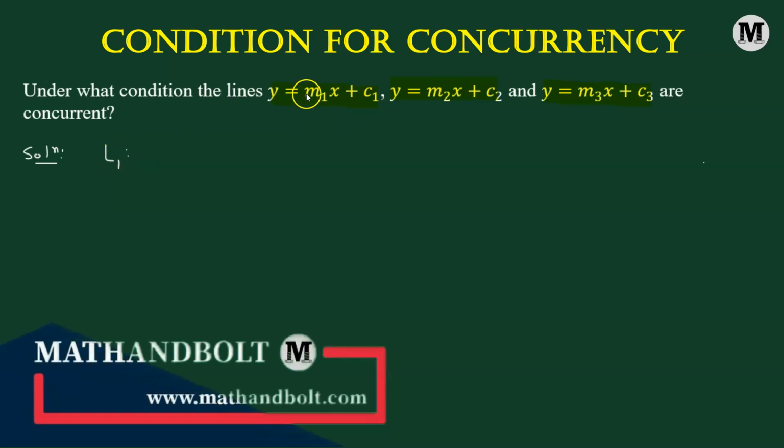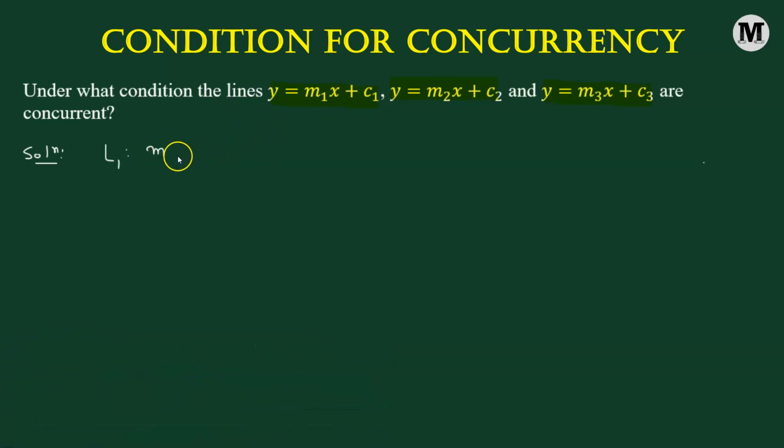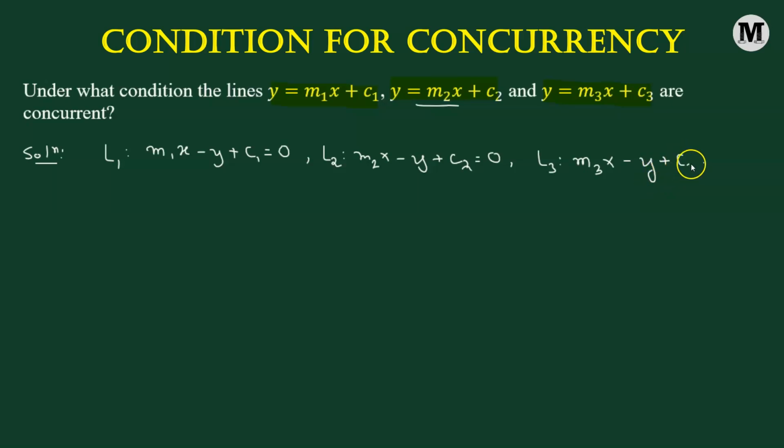So we consider line 1. This is going to be the first equation, y equals m1x plus c1. Now we're going to rewrite this equation as m1 times x minus y plus c1 equals 0. So what we're doing here is writing the equation of the line in the general form. Then we consider the second equation as the equation of the line L2. We have m2x minus y plus c2 equals 0. And then finally we have the third equation of the line, which is expressed as m3 times x minus y plus c3 equals 0. So these are the three equations of the line.